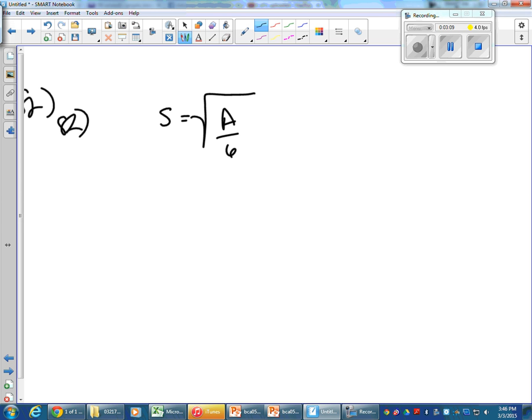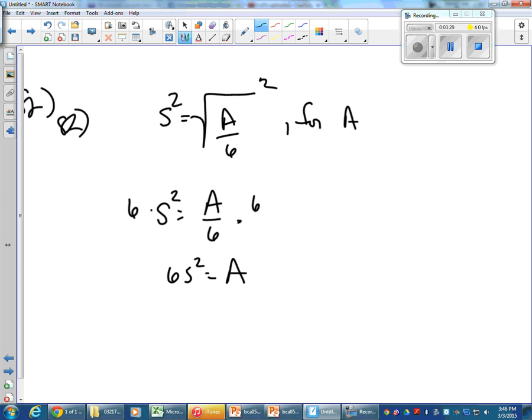So what if we needed to solve for the area instead of the side? So if I want to solve this for a, what would I do? Well, the first thing I do is square both sides. So I'd get s squared equals, and this removes the square root, it'd just be a divided by 6. And then all I'd have to do is multiply by 6. So 6s squared equals a.